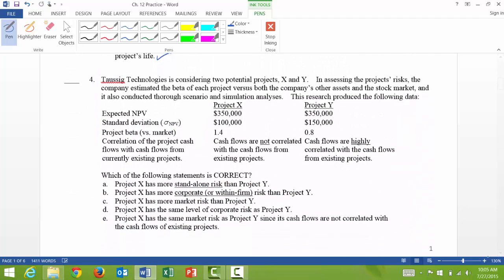Okay, so let's look at question four. It looks like we have a lot of data here. Taussig Technologies is considering two potential projects, X and Y. In assessing the projects' risks, the company estimated the beta of each project versus both the company's other assets and the stock market, and it also conducted thorough scenario and simulation analyses. This research produced the following data.